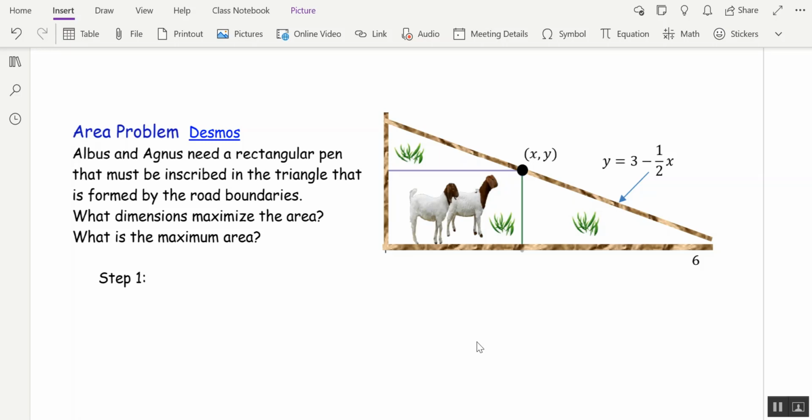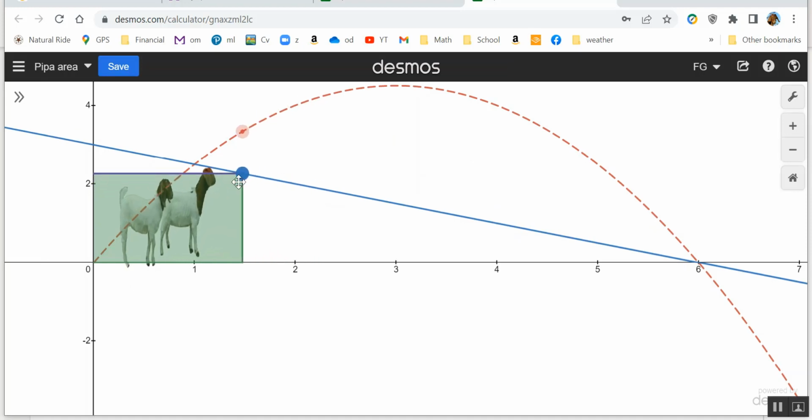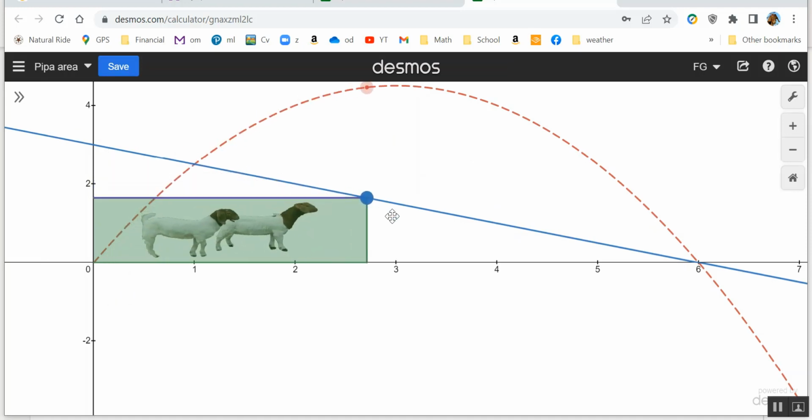And again, we're going to take some time to interpret what the problem is asking for. Albus and Agnes live in a rectangular pen that's inscribed in this triangle that you see here. And we want to know 2 things: what dimensions will maximize the area of their pen, and what is the maximum area of their pen. So I've got another Desmos to show you. Here's Albus and Agnes, and their pen is inscribed in that blue triangle.